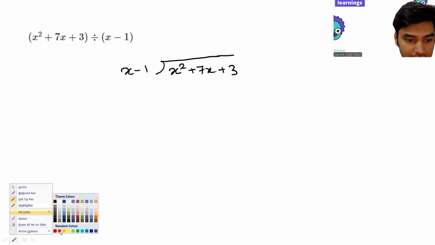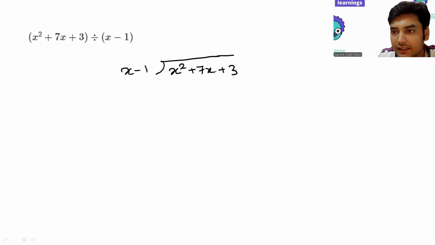Now, listen to me carefully about how you have to do this division. First, you see they are in decreasing order, so there's nothing to care about. Now I'll be looking only at the first term. Remember, only the first term. I'll forget about the other terms. And with the multiplication of the divisor, I'll try to make this first term. So here it is x square. I have to make x square with the multiplication of this divisor.